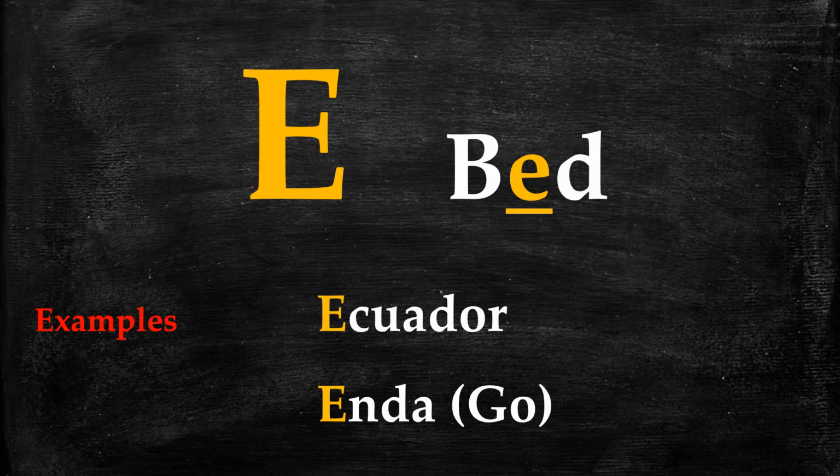E is pronounced E, the same way you would pronounce the E in bed, bed. And the examples I have here are, this is a country called Ecuador, Ecuador. Okay, and the Shona word below Ecuador is Enda, Enda, which means go.